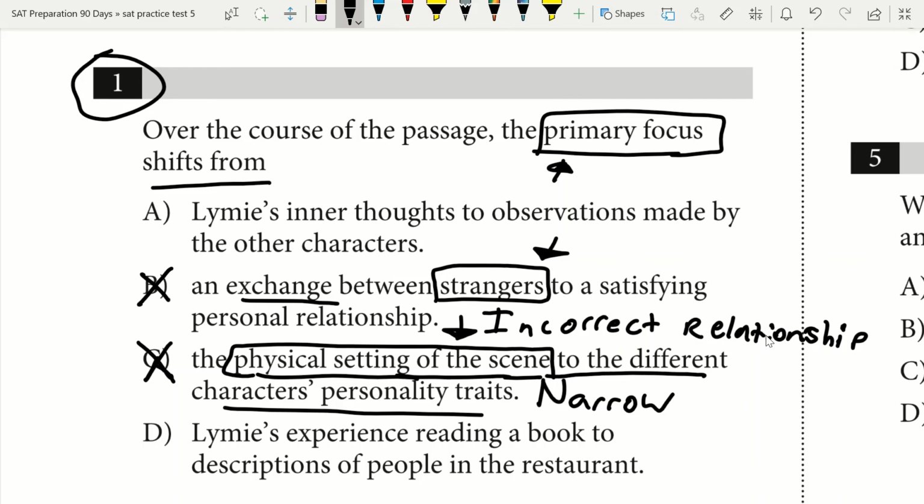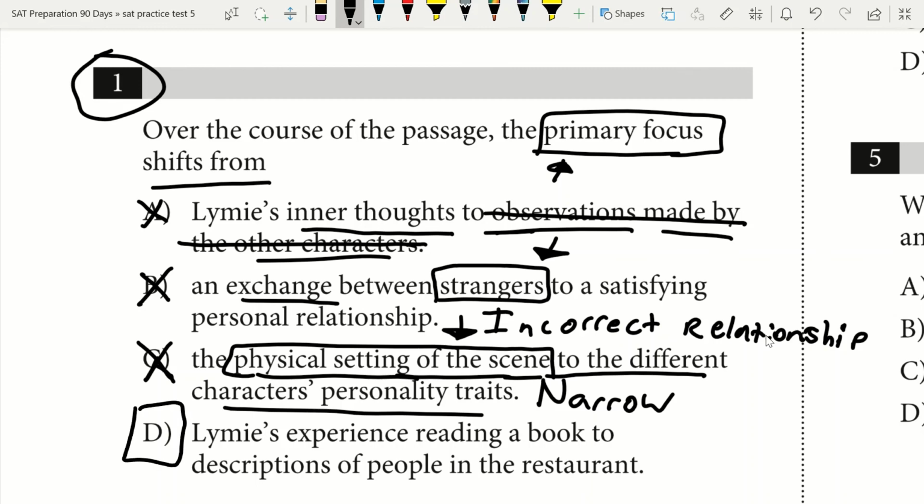Now, another common incorrect answer choice on shifting focus throughout the passage deals with something that is just off topic, unrelated, or incorrect, and that's what answer choice A is here. Answer choice A compares Limey's inner thoughts to observations made by other characters. Here's what's wrong with this: there are no observations made by other characters, because the only characters that are really talking or making observations are Limey and partially his father. So any observations made by other characters are impossible. A would be incorrect because it's just an incorrect statement. It's off topic, and it's just not true. So A would be incorrect there.